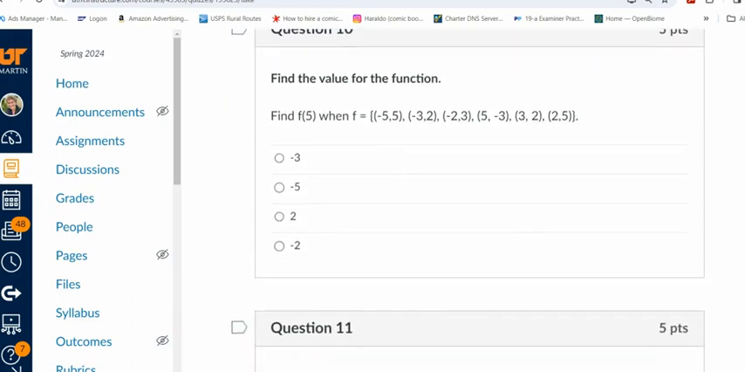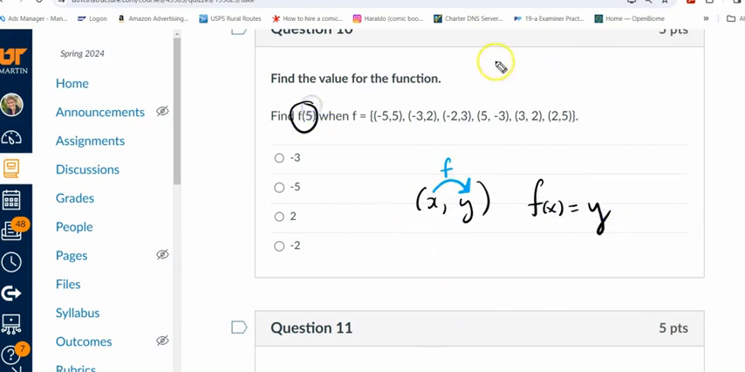All right, now if you have a point on the graph of a function, here's a set of points that are on the graph of f. What a function f does is it maps the x-coordinate into the y-coordinate. So f evaluated at the x-coordinate is equal to the y-coordinate. Now, we've been told to find f evaluated at 5. So you need to go through this set of points and find the point whose x-coordinate is 5. And there we have it.